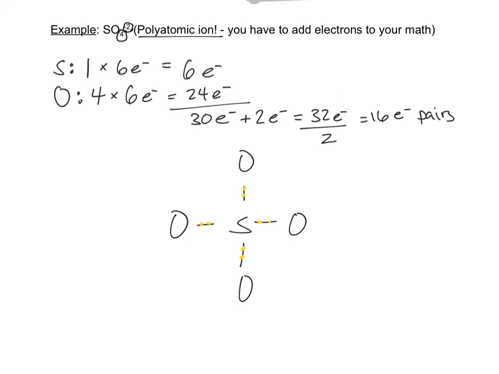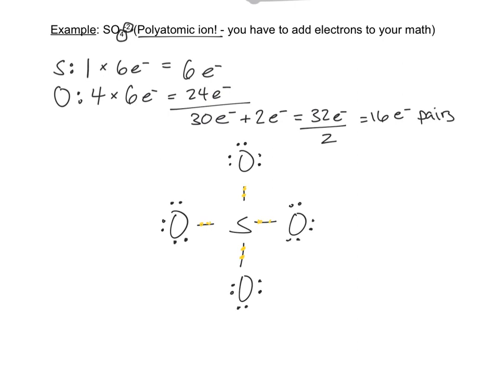So now we have to fulfill the octet rule for each element. Sulfur is all good because it's got these 8 electrons in the bonds. We've got to add all of the electrons for oxygen. That's going to be 3 pairs or 6 total electrons per oxygen atom, like so.